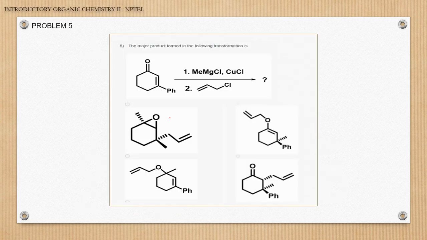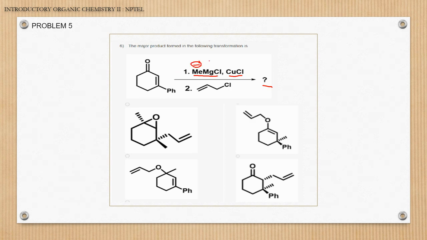Okay, so if it is clear, then I'm moving forward to problem number 5. In problem number 5, you have to identify the major product formed in the following transformation. There are 2 steps in this transformation. First of all, they have given you an alpha beta unsaturated ketone and they have treated it with methyl magnesium chloride in presence of copper chloride. So this is basically a Grignard reagent, methyl magnesium chloride. So it will behave as a nucleophile.